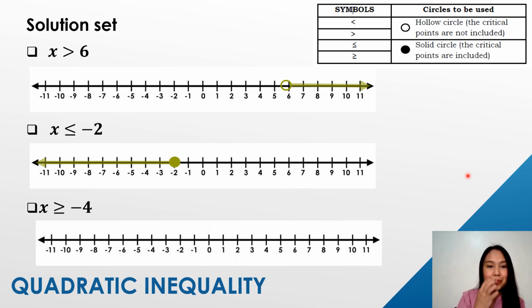Now let's have the last example: x is greater than or equal to -4. Again, let's mark it on a number line. -4 is here. Since the inequality sign is greater than or equal to, we are going to use a solid circle. And your inequality sign is pointing to your left side. Therefore, from -4, we mark all the numbers going to your left, in the direction your inequality sign is pointing. All the numbers from -4 going left will be marked. This is how you show the solution set on a number line.